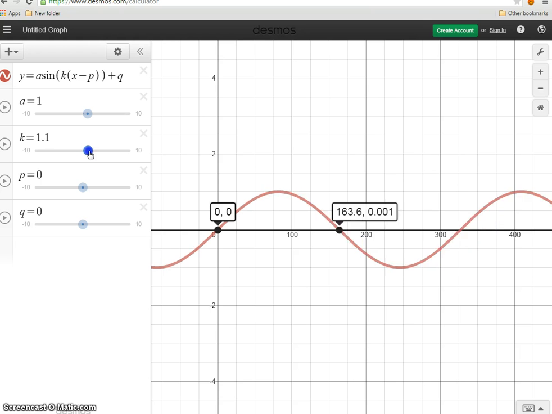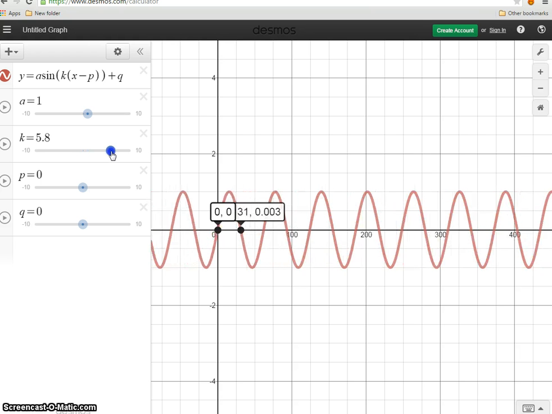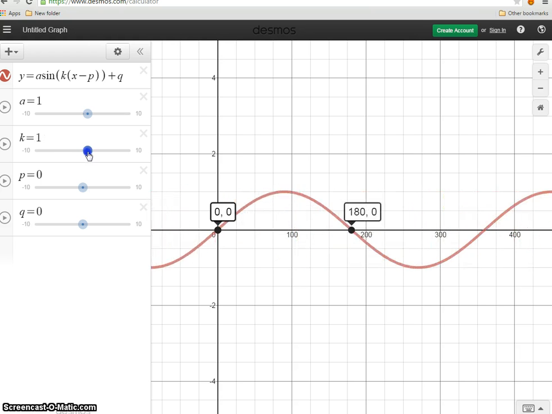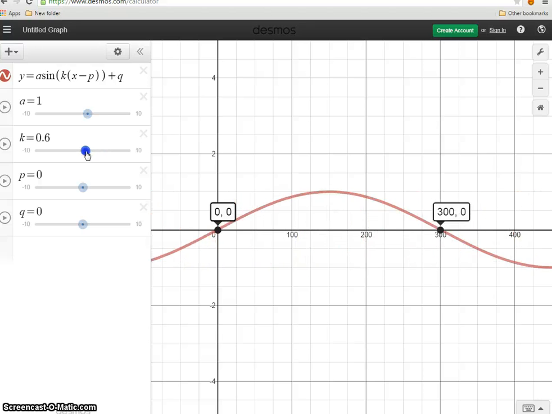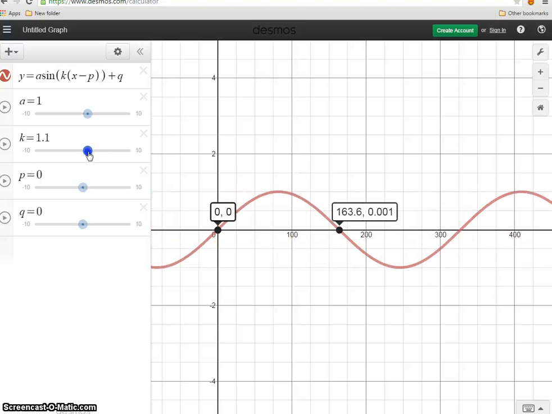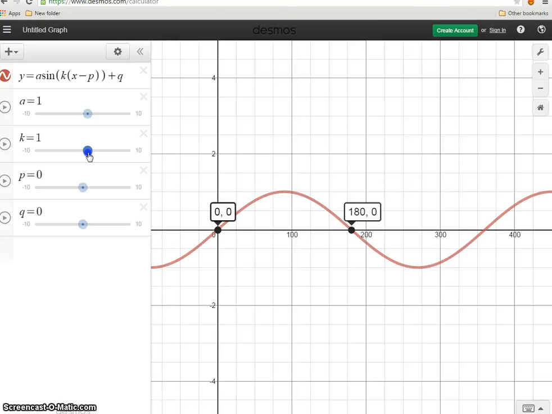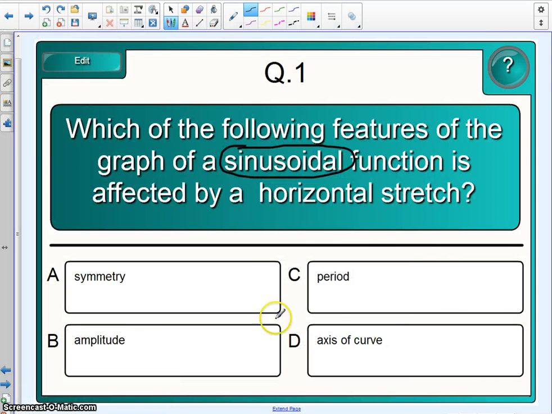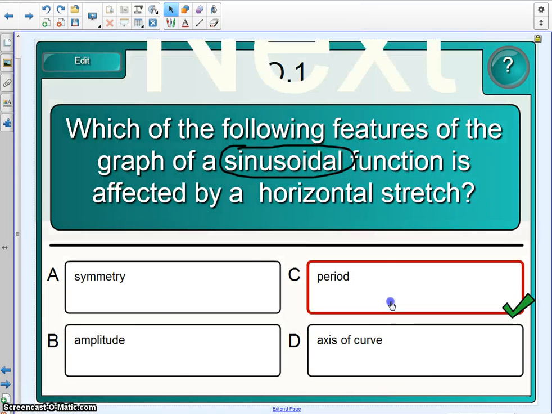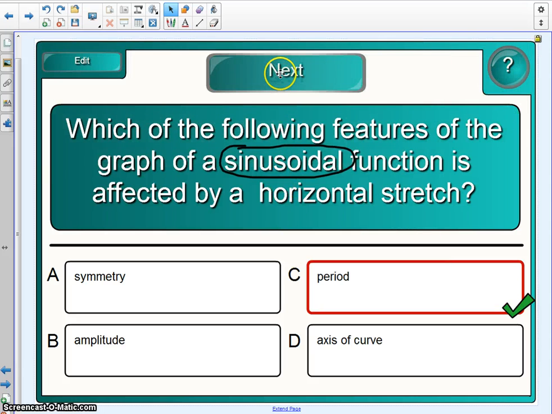So see what happens if I change the k value. Well, what do you notice here? You'll notice that it becomes more stretched and more compressed horizontally, so it affects how long it takes to go through a cycle. Okay, it affects how long it takes to go through a cycle. That's going to affect the period. Okay, let's try another one.